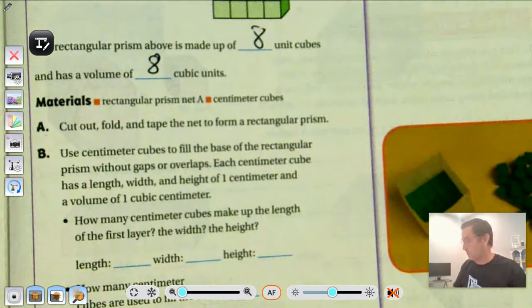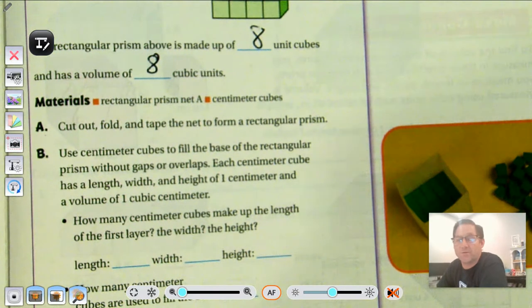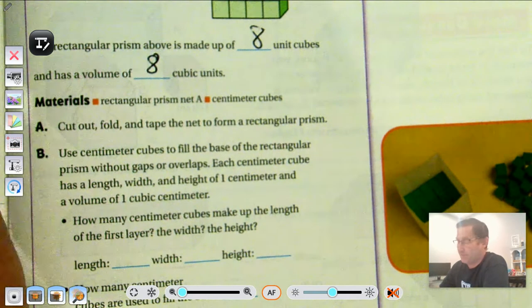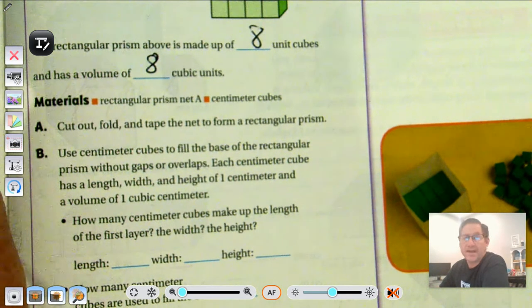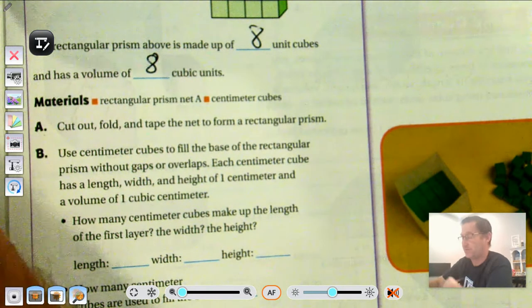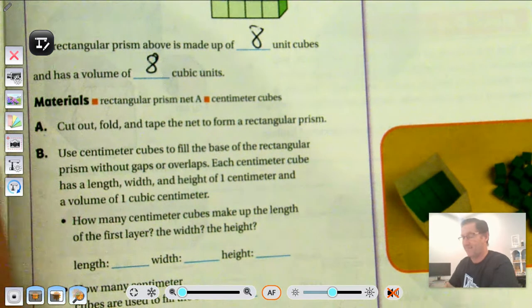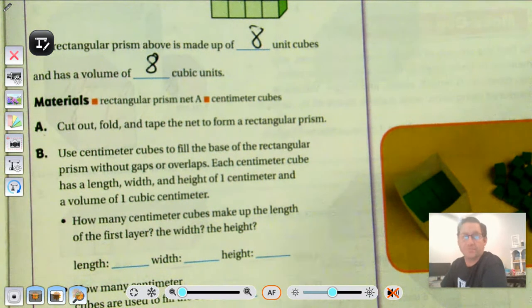All right, so now in this one, you'll need a rectangular prism net. It's a cube basically. So we need a prism net that's a cube. And you need centimeter cubes. So these are some supplies that you can get from your fifth grade teacher, or you can go online and find a net for a cube.